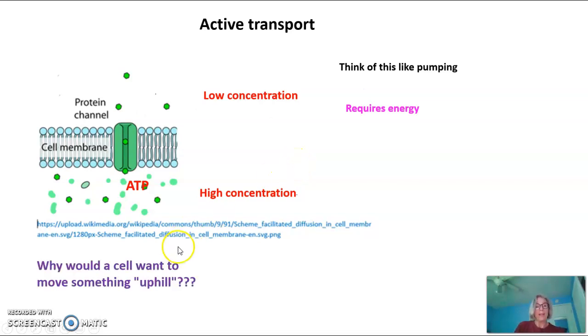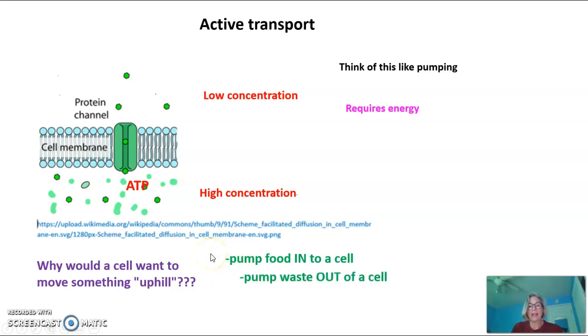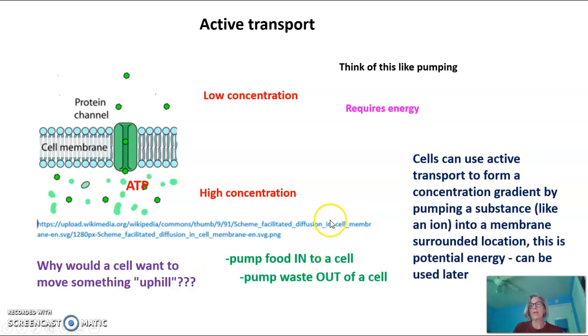Why would a cell want to move something uphill? Well, maybe the cell would like to pump food into the cell, or maybe pump waste out of a cell. Another thing cells use active transport for is to form a concentration gradient. So by pumping a substance like an ion into a membrane-surrounded location, it's then forcing a high concentration in that membrane location, and this can be used later. It's a form of potential energy. So when you think of active transport, I always want you to think about pumping.